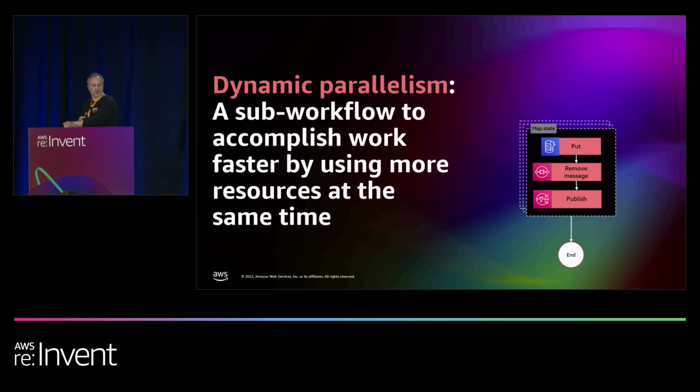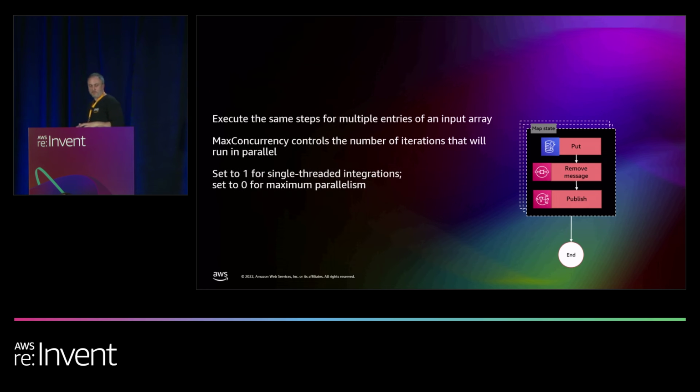Then we have something called dynamic parallelism. So here you're able to do a kind of subset of steps or a sub-workflow to scale out and achieve something faster. And this is the map state, right, in step functions. Now, the idea is that you run this map state, you run these workflows against an input array.